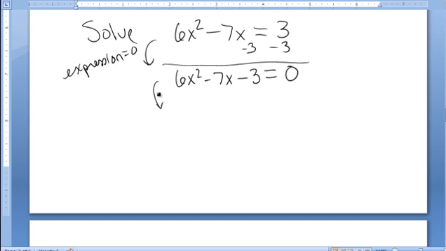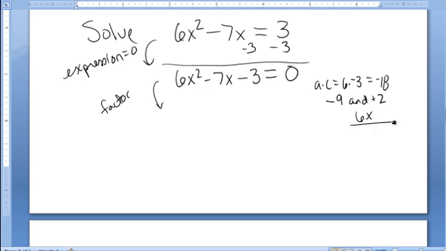Now I need to factor the left side so that it is in factored form equals 0. This time I cannot factor out a greatest common factor. There's nothing to factor out. So instead I'll use the AC method. A times C is 6 times negative 3, which is negative 18. I need two numbers that multiply to negative 18 and at the same time add to negative 7. The numbers would be negative 9 and positive 2.